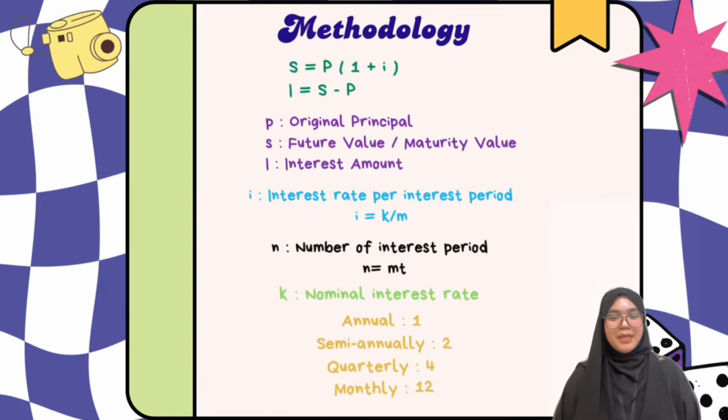Let me introduce the meaning of this formula. P stands for original principal, S is known as future value or maturity value, and I is the interest amount. Next is lowercase i, the interest rate per interest period, where the formula is i = K divided by m. Then we have n, the number of interest periods, followed by the formula n = mt. Lastly, K is the nominal interest rate. What is the nominal interest rate? It can be found as annually equal to 1, semi-annually equal to 2, quarterly equal to 4, and monthly equal to 12.